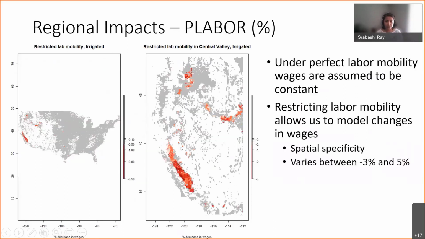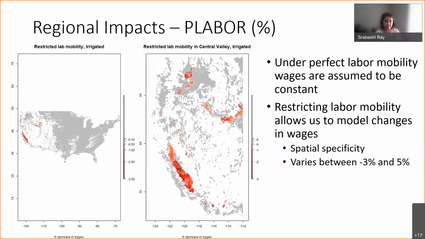And here you see the impact on prices. If we were modeling perfectly elastic labor, then we would be seeing a map that is completely gray. But by modeling inelastic labor, we are able to see how wages change in response to this shock. So we are able to model the wage change with spatial specificity, and the wage changes vary between -3% and 5%.